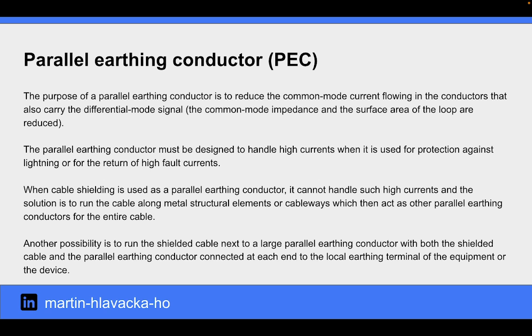When cable shielding is used as a parallel earthing conductor, it cannot handle such high currents, and the solution is to run the cable along metal structure elements or cableways, which then act as other parallel earthing conductors for the entire cable. Another possibility is to run the shield cable next to a large parallel earthing conductor, with both the shield cable and the parallel earthing conductor connected at each end to the local earthing terminal of the equipment or the device.